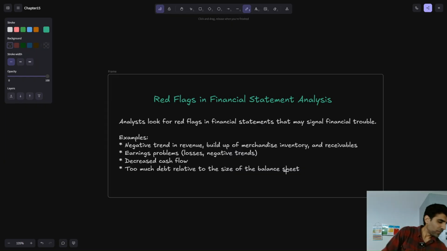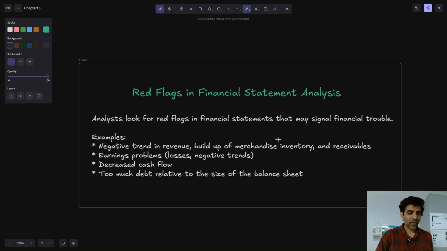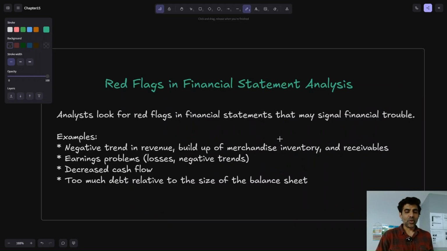And then finally, let's just end with this, and then we'll start the practice problem. So, red flags. This is just a short list, just some examples. Based on your industry, based on the company you're looking at, there are many of these, an infinite number of these. But the common ones: negative trend in revenue. If you see the revenues declining in your business, that's a red flag.